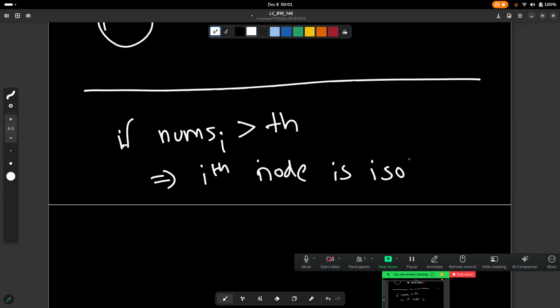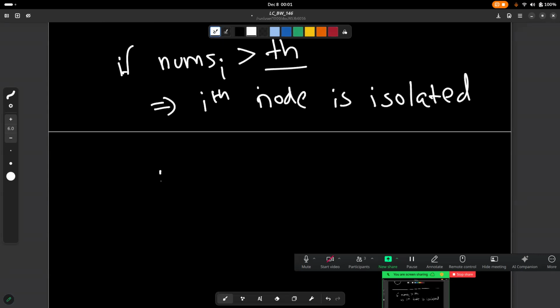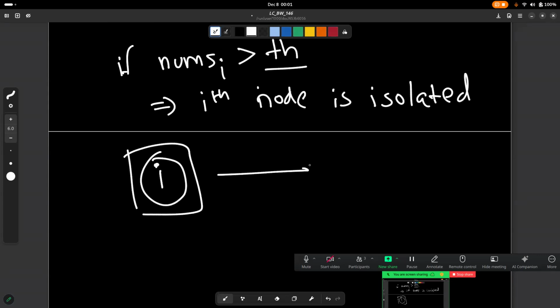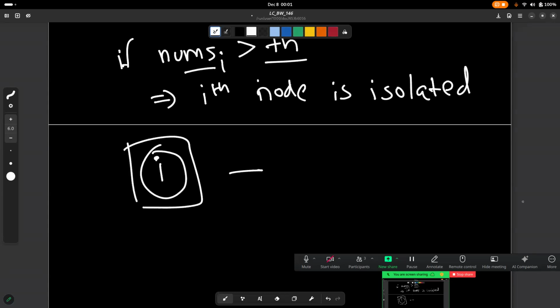What does isolated mean? Basically, if nums of i is strictly greater than threshold, the ith node will be a single node, like it will form a component of its own. It cannot form a connection with some other jth node, because once it does, its edge weight will have to be at least nums of i, and nums of i is greater than threshold, so you can't have edges with weight greater than threshold according to our problem.